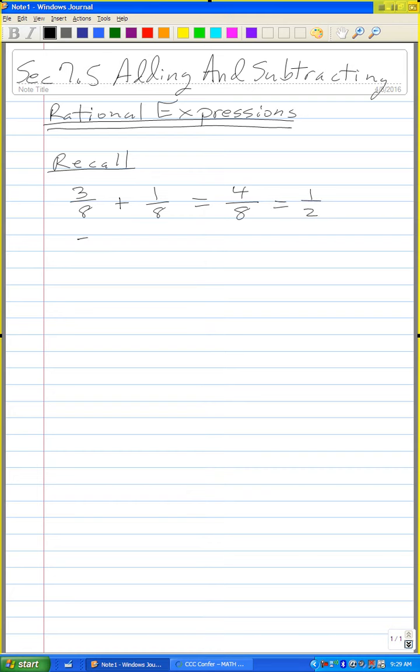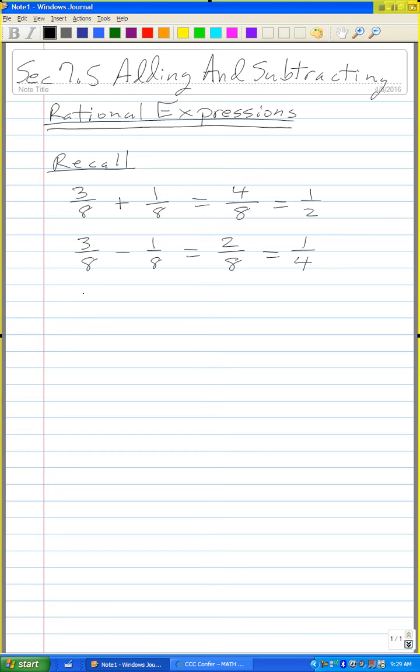And similarly, if you have two fractions with the same common denominator and you're subtracting, you subtract numerators and write it all over the common denominator and reduce it if at all possible.